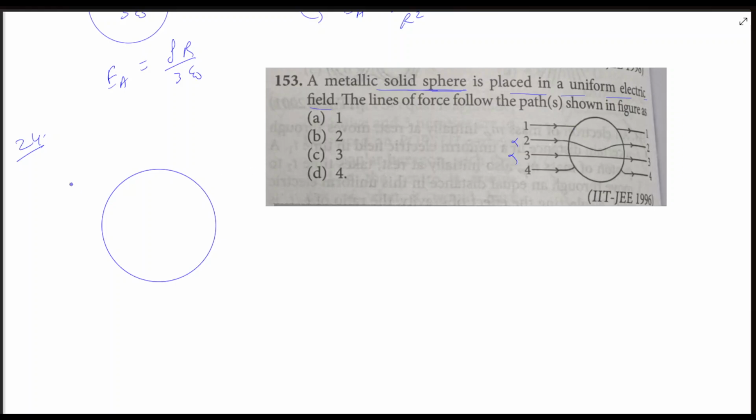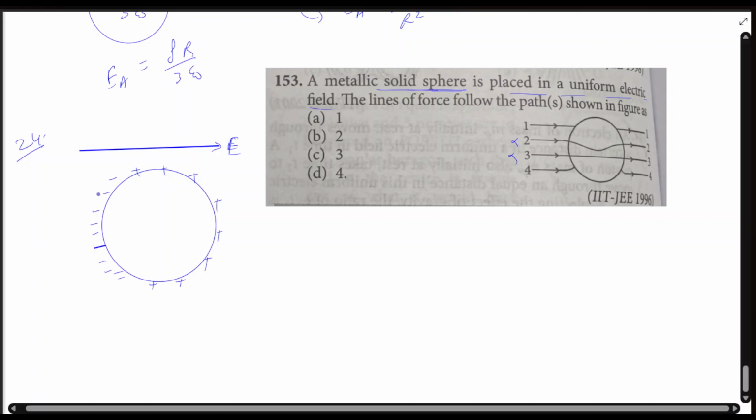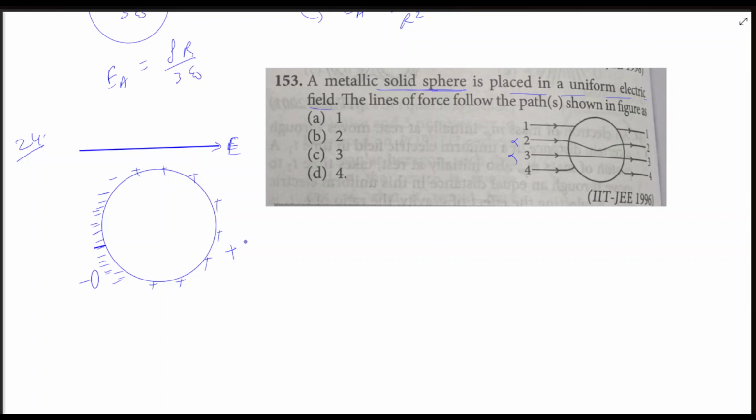Why? Look, if it is a metallic sphere and we have an electric field like this, then what will happen? That negative charge will come here, right? And positive charge will distribute like this. And the density of negative will be more, but the net charge will be the same. So suppose this is minus q, this will be plus q. Now the electric field lines will come directly like this, but the field must leave perpendicular to the surface, right?